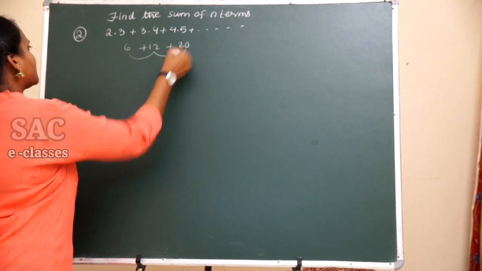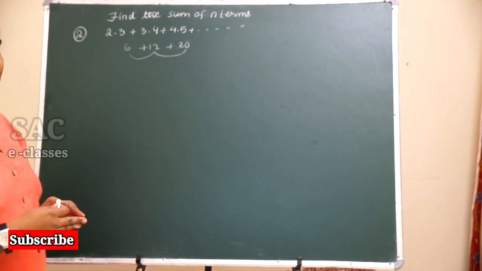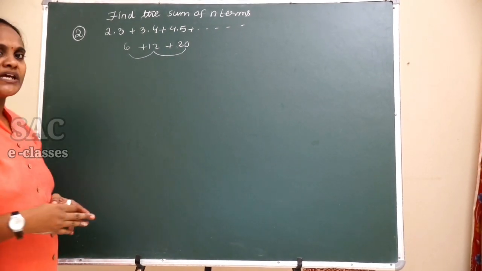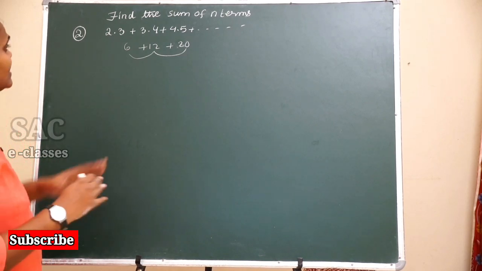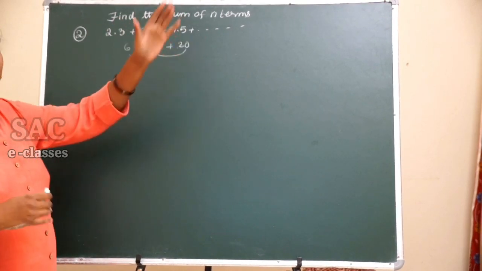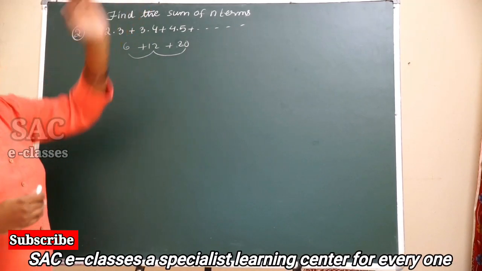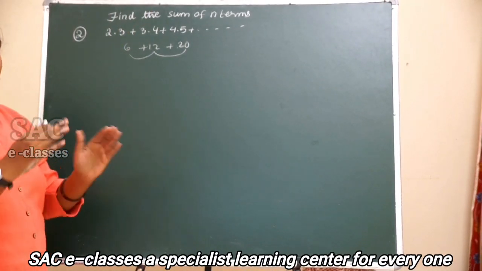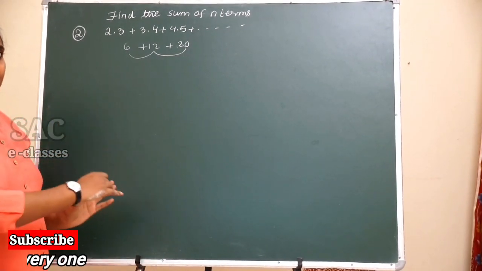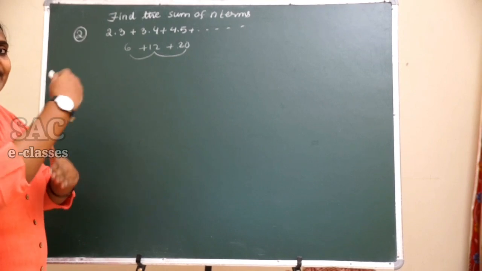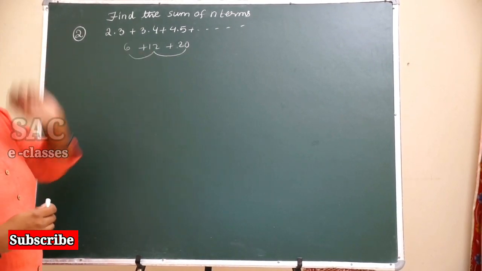Is there a common difference? No. Can we find this one by the GP formula, a into r power n minus 1 by r minus 1? No, the reason is it is not in GP also. So whenever they give this kind of series, a combination of two APs, two GPs, or one AP and a GP, or one kind of pattern, how to solve it, that is our topic now.